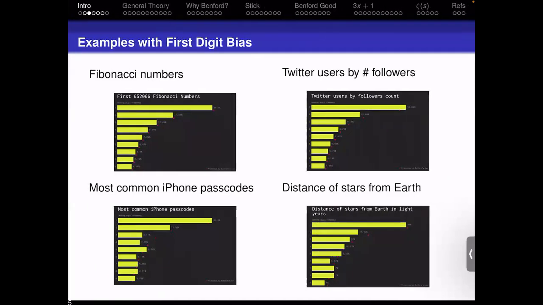So if you look at Fibonacci numbers, this is one of the best data sets you can see for this bias, and we'll talk a little bit about that later. Twitter uses, by the number of followers. I don't know if this is real followers or bot followers. That's, I think, under discussion right now. Most common iPhone passcodes, I would prefer not to explain how I have those. Distances from stars to the Earth, that's actually very non-controversial data. So that one I am happy to talk about.